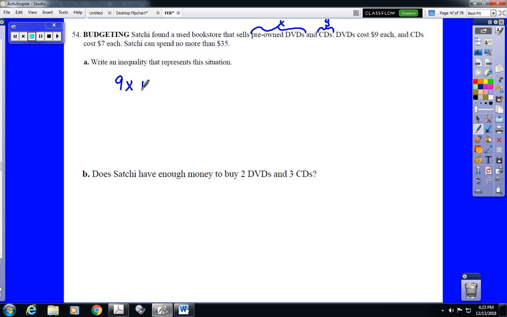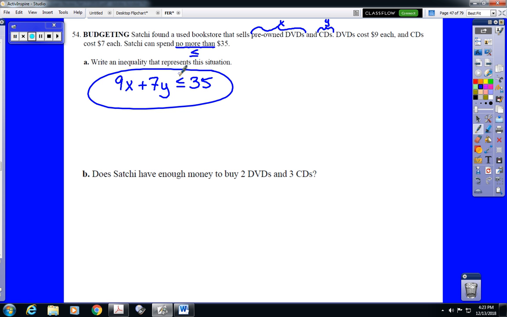and the cost of each CD, so 7 times y, and then we need to figure out what sign to use. No more than is less than or equal to. So that would be 9x plus 7y is less than or equal to 35. That would be the inequality, and that takes care of the first part of this question.